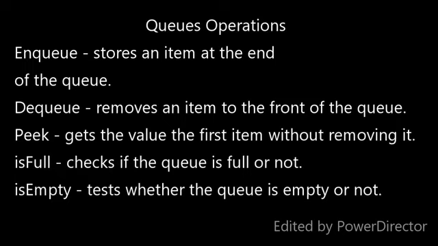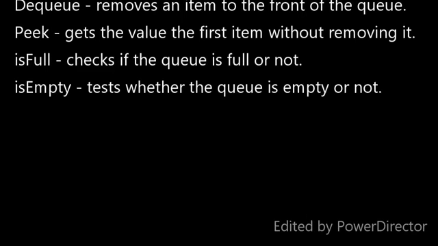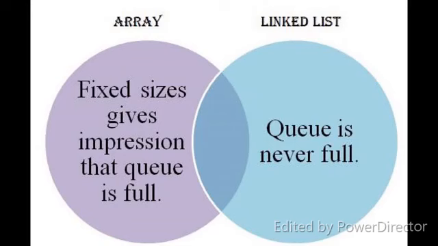Is full, like in stacks, checks if the queue is full or not. Is empty, like in stacks, tests whether the queue is empty or not. In queues, the array has a fixed size, which gives the impression that the queue is full, while in the linked list, the queue is never full.